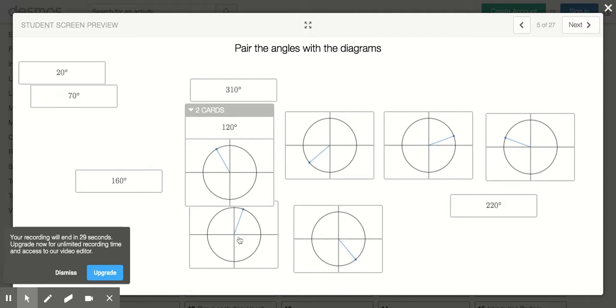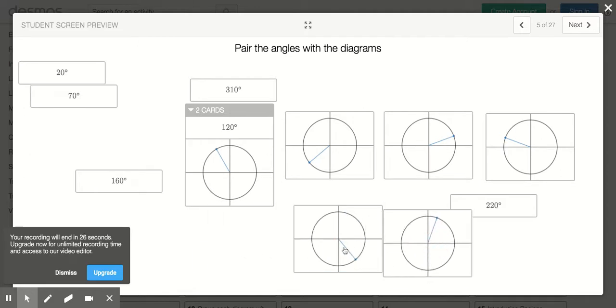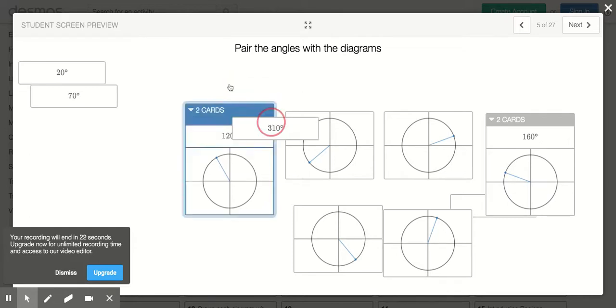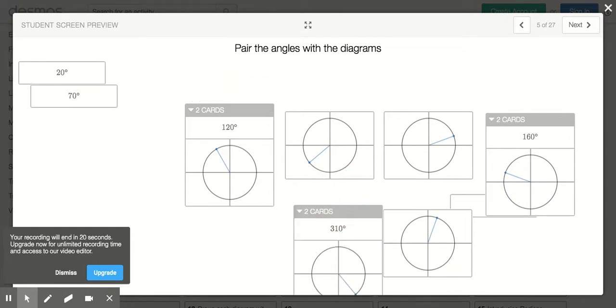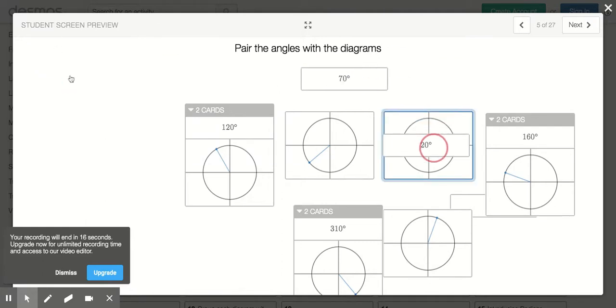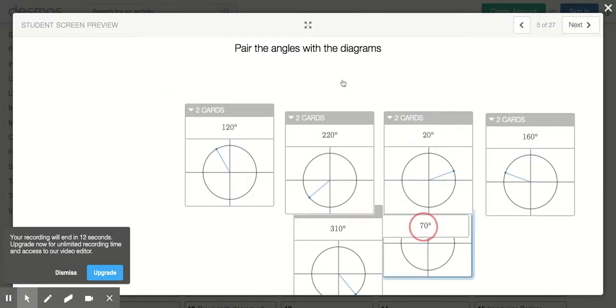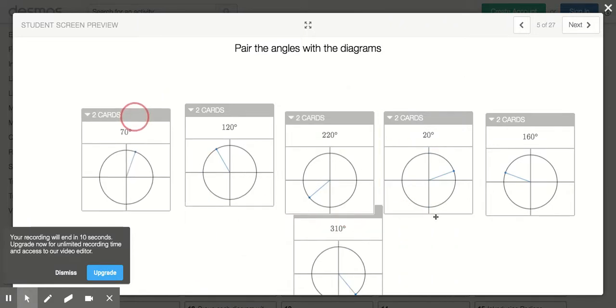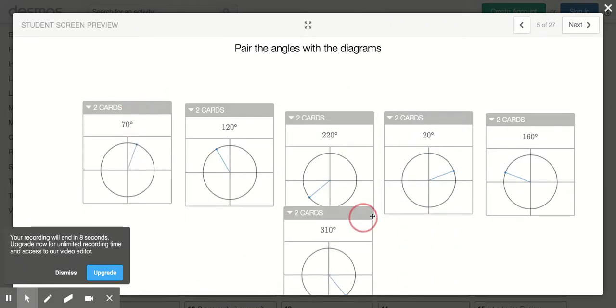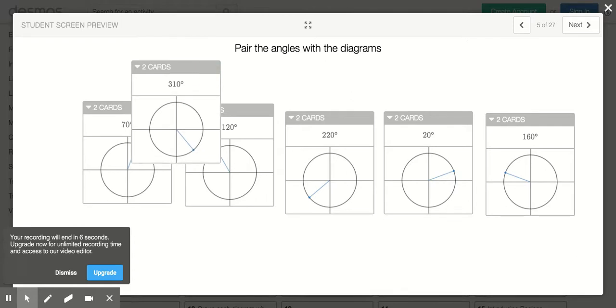All right, looks like I'm running out of time. This should be 160 then. This is going to be my 310. This will be my 20. 210, 220, and 70. Okay, so check these. If you guys need more help, watch the second video for the next set.